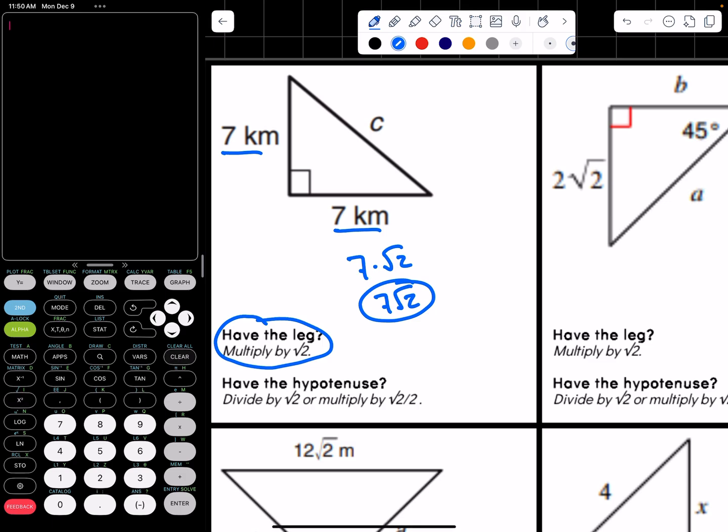If I really want to plug it in and get a rounded answer, 9.899 would be acceptable. It is going to repeat. It is going to go on in a much larger number. So 7 root 2 might not be the pretty looking answer. However, it is going to be the most precise answer, so it is the answer that we prefer most often.